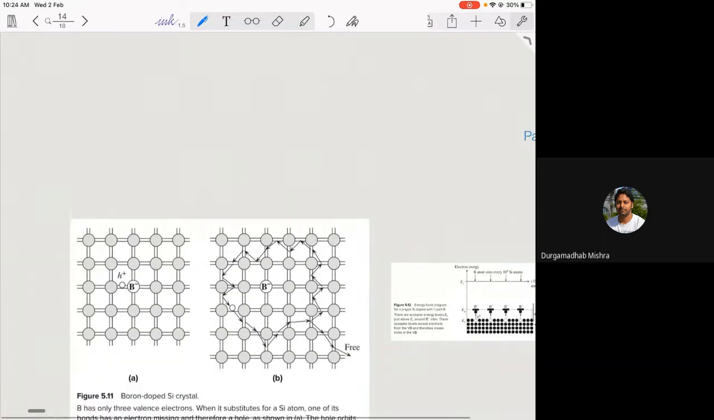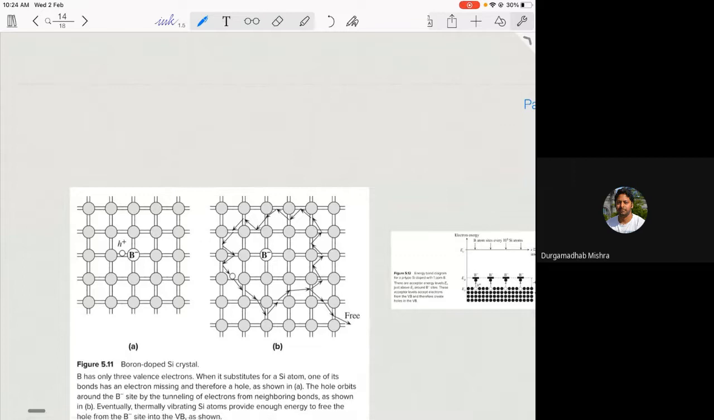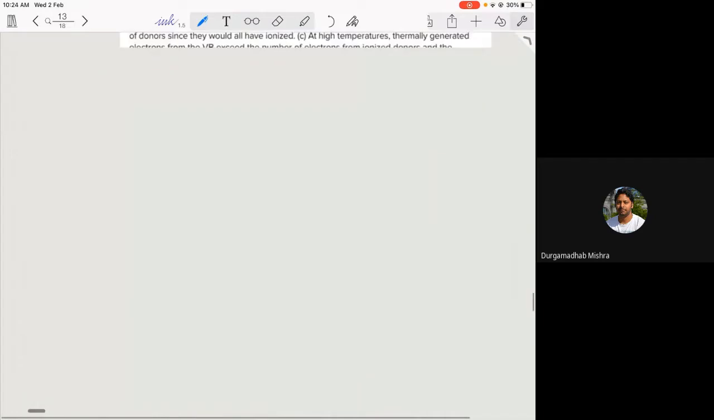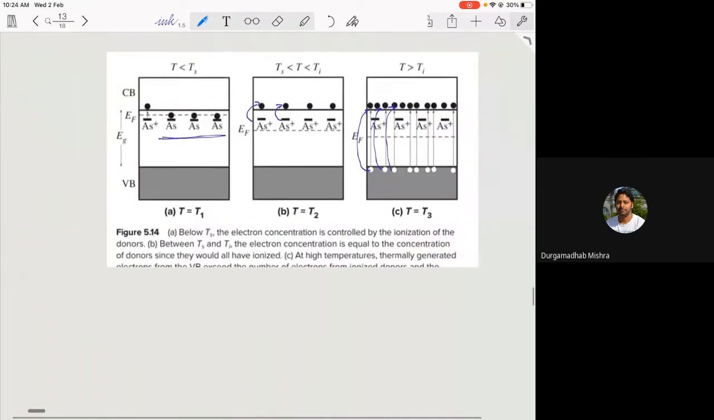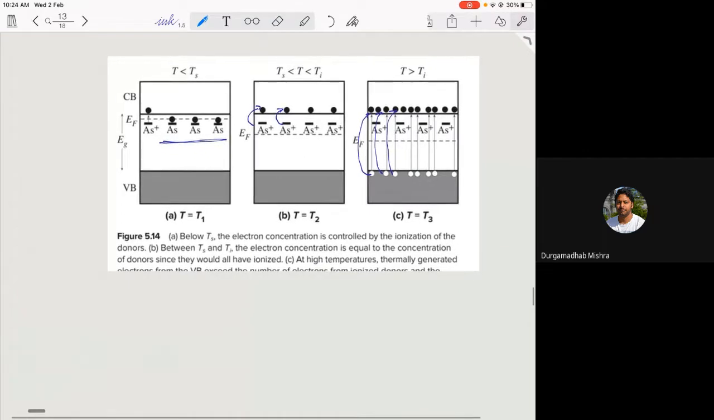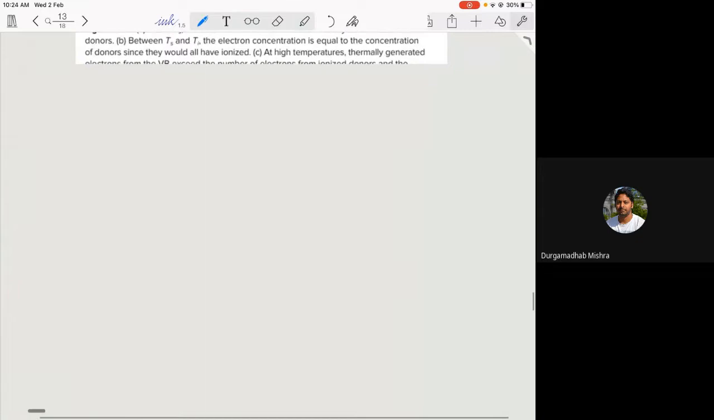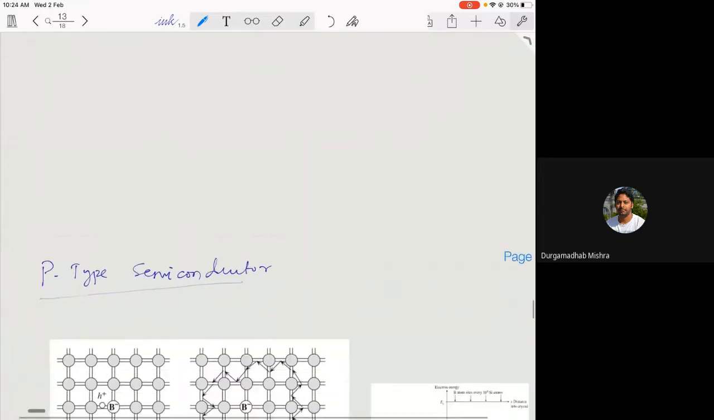Okay, so the same thing we can do for the p-type semiconductor as well. What we have shown here is taking the example of silicon and arsenic. You can have phosphorus as well as one of the dopants in the case of silicon.